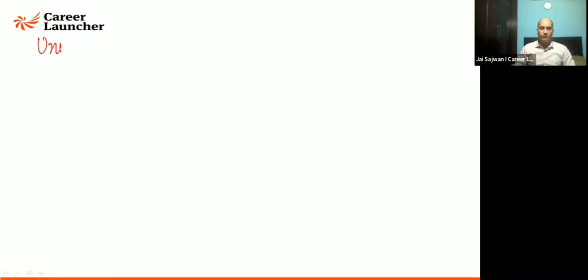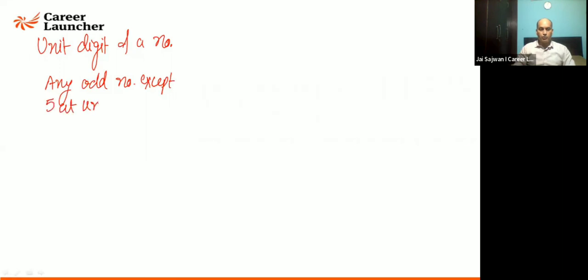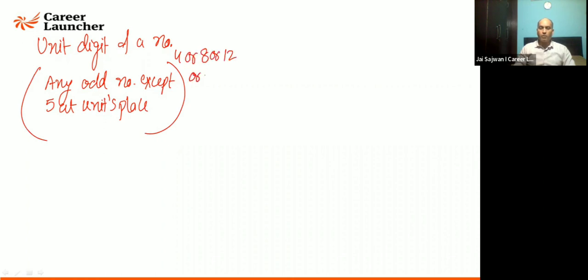This is how to find out the unit digit of a number. Any odd number, except 5 at the units place, to the power of 4 or 8 or 12 or a multiple of 4, ends with 1. Let me give you the example.